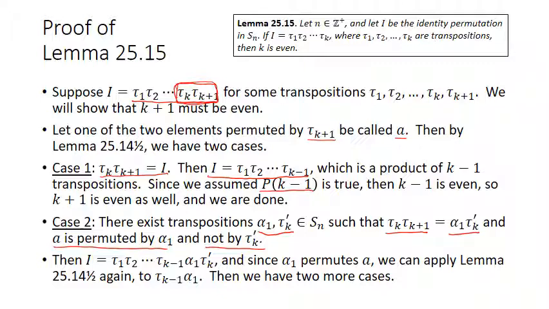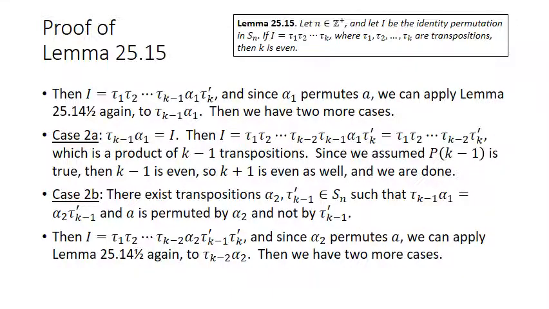Okay. So if we do get case 2, then continuing on with that, what we can do is substitute that back into our product of transpositions of I to get this product here, tau 1, tau 2, dot, dot, dot, tau k minus 1. And then instead of tau k and tau k plus 1, we have alpha 1 and tau k prime. Okay. And then, this is where it starts to get weird, since alpha 1 permutes A, we can apply lemma 25.14 and a half again to this product right here, tau k minus 1 times alpha 1. So we can apply lemma 25.14 and a half again using tau k minus 1 alpha 1 instead of sigma 1 sigma 2 from that lemma. Okay? And so because we're applying that lemma again, we get two more cases. So let's look at those two cases.